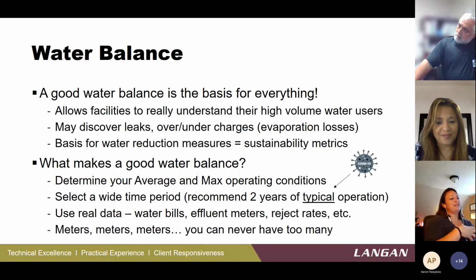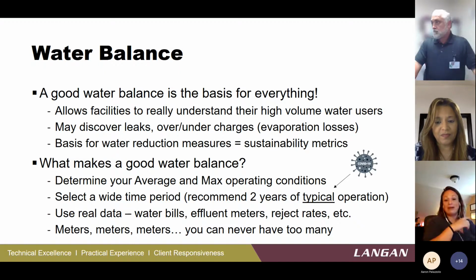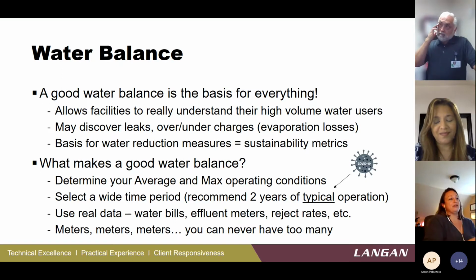So through this process, we really gain a great understanding of how water moves. And a lot of times it actually benefits the facility because you find ways to save money or ways to reuse water. And it's also the basis for sustainability metrics. For those of us who are starting to really focus on how can I use less, and how much are we even using, this is the basis.